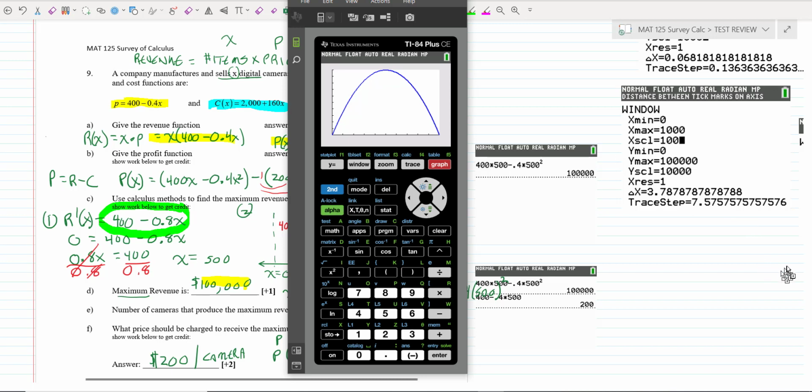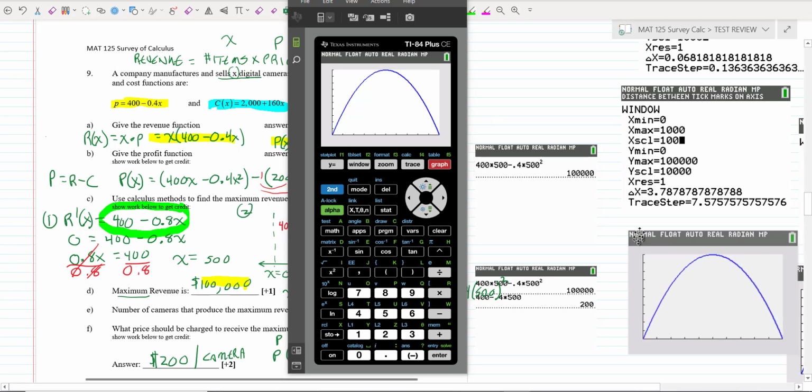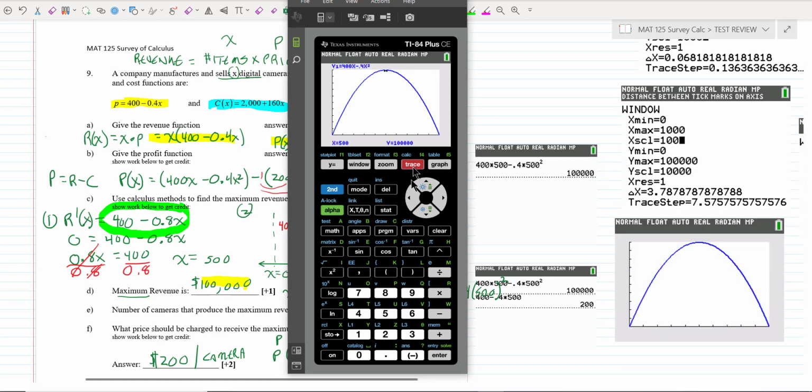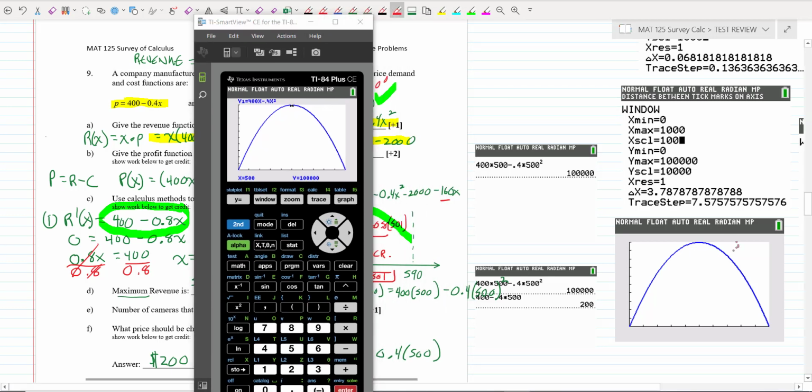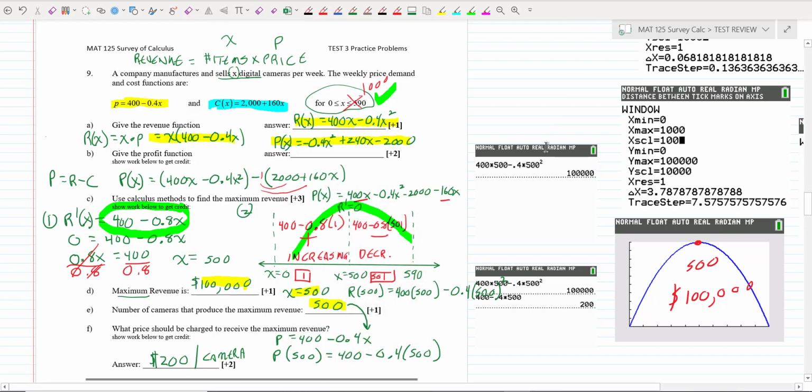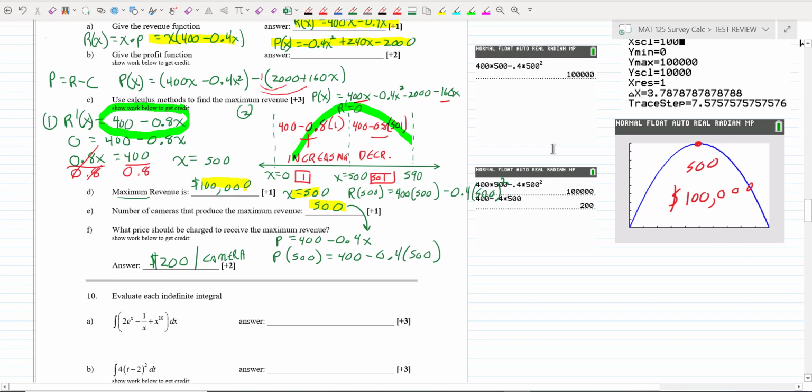The graph looks like this. Now what we do is let's just trace it to 500. That's where we got the maximum revenue. You can tell that's a maximum, and you can tell that value is 100,000, so that verifies the problem. So you basically got 500 cameras, revenue of $100,000. You can tell visually that that's the correct maximum. All right, so that's that typical kind of problem, a good application problem.